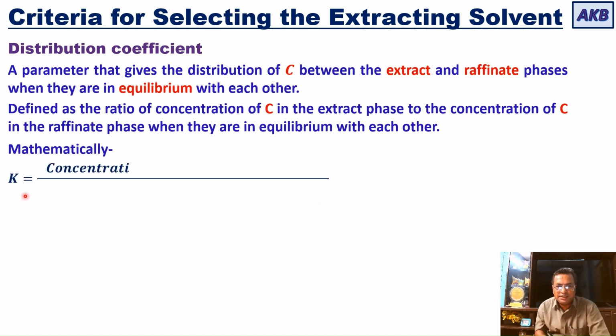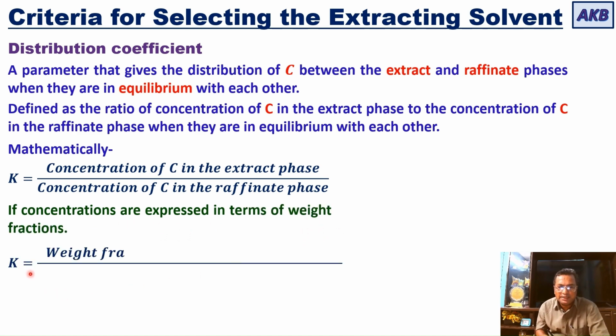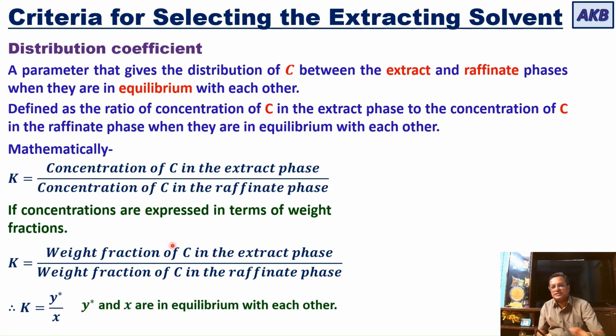Mathematically, the distribution coefficient is denoted by K. So K will be the concentration of C in the extract phase divided by the concentration of C in the raffinate. And if concentrations are expressed in terms of weight fraction, K will be the weight fraction of C in the extract phase divided by the weight fraction of C in the raffinate phase. That is, K is equal to Y star upon X, where Y star and X are in equilibrium with each other. Y star is the weight fraction of C in the extract phase, X is the weight fraction of C in the raffinate phase, when the extract and raffinate phases are in equilibrium. Please remember, we defined selectivity when raffinate and extract phases were in equilibrium with each other, and the distribution coefficient is also defined when they are in equilibrium.